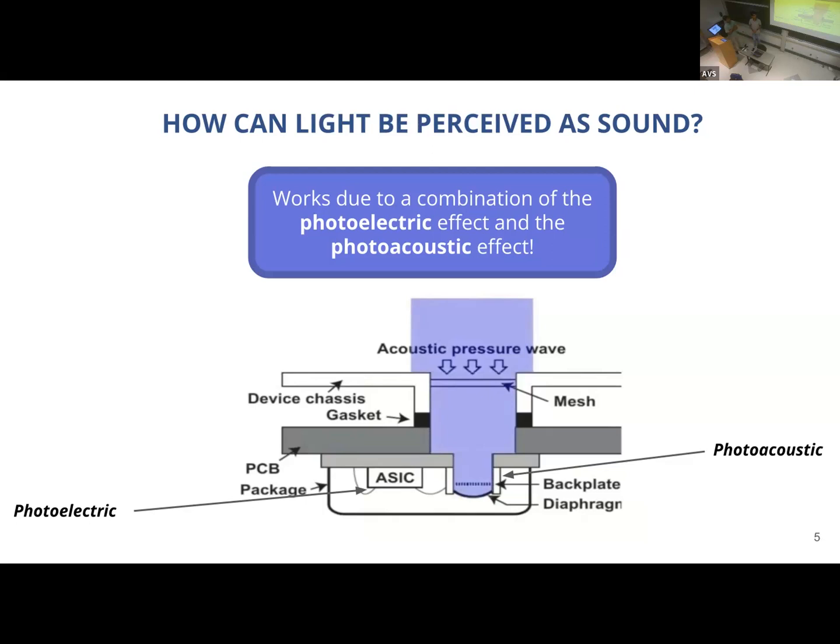We have a similar effect on the other side called the photoelectric effect. Instead of hitting the diaphragm, it hits what's called an ASIC. It does a similar thing where it hits this piece and is able to convert that wave into a voltage output, which in turn creates a sound wave.